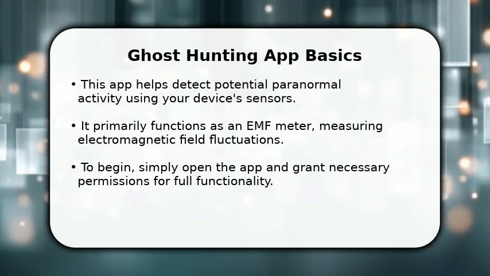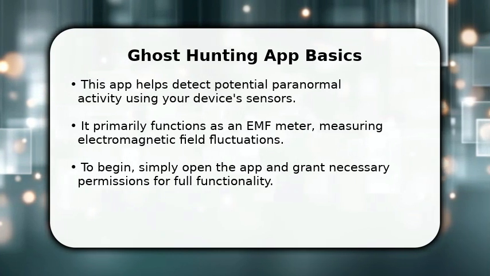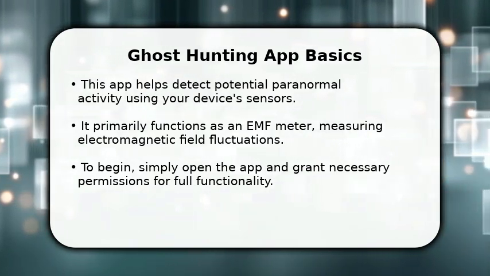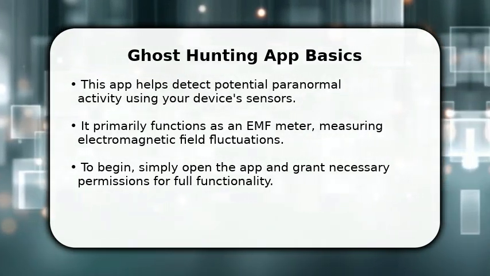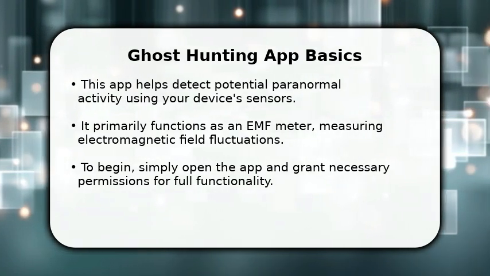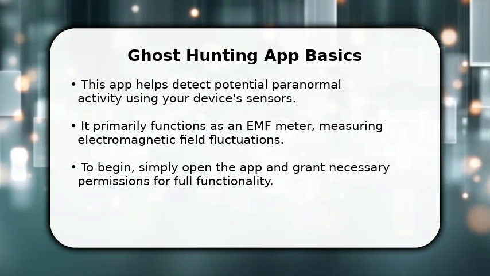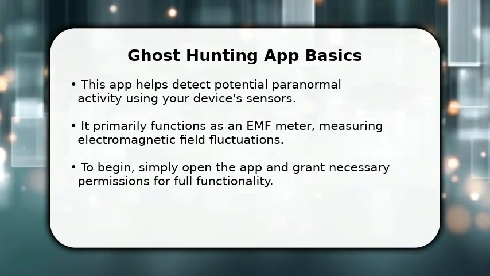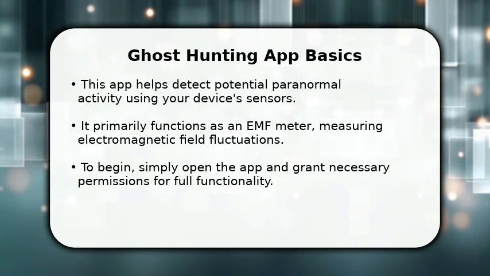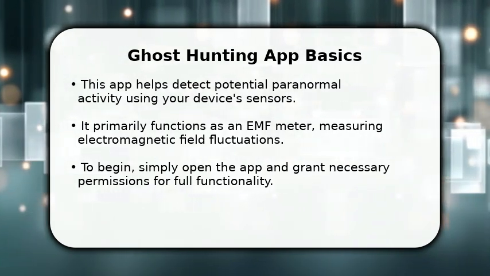In this video, I will explain how to use a ghost hunting tools app. To get started, simply download the app from your device's app store. Once installed, open it and allow any requested permissions, such as access to your microphone or camera. This ensures all features, like the EMF meter and EVP recorder, can function correctly.